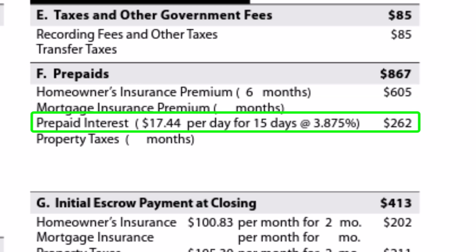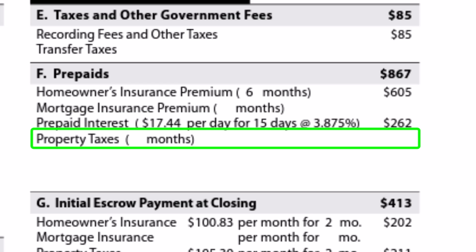Then you got prepaid interest, and this is the amount of interest due upfront for the number of days from closing up until the end of the month. And then finally, we have property taxes, and this refers to the number of months worth of property taxes due upfront. Again, don't be overly concerned about the precise dollar amount in this section because these are merely estimates and will differ among the lenders.